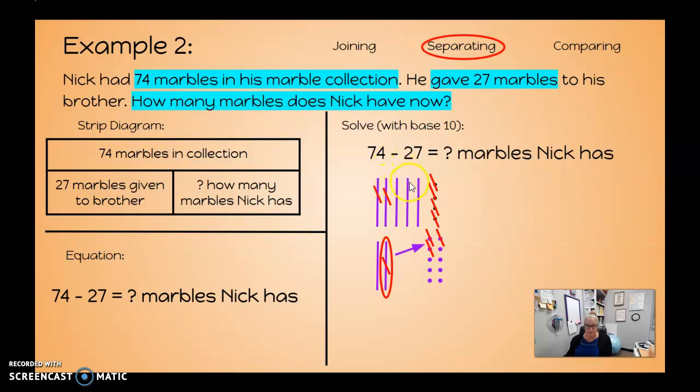So I have 10, 20, 30, 40, 41, 42, 43, 44, 45, 46, 47. And if I put them all together and make it nice and neat, you can see it again. So 10, 20, 30, 40, 41, 42, 43, 44, 45, 46, 47. So that means that Nick has 47 marbles.